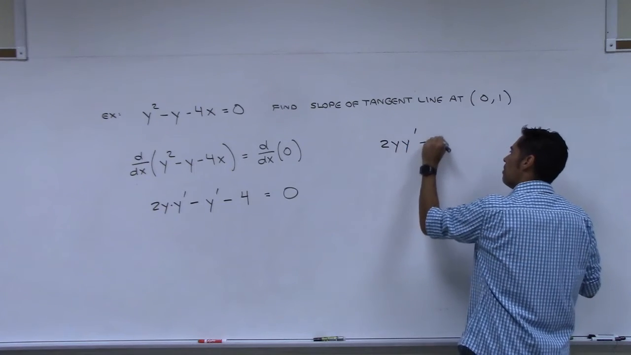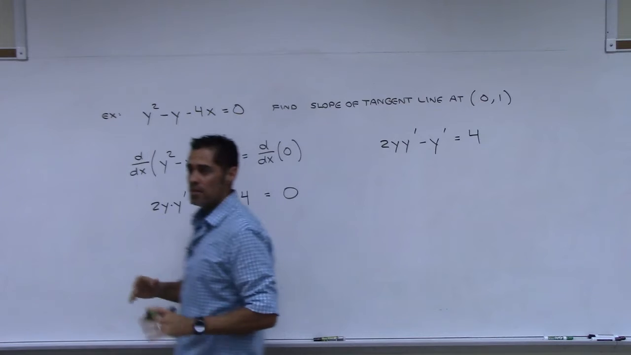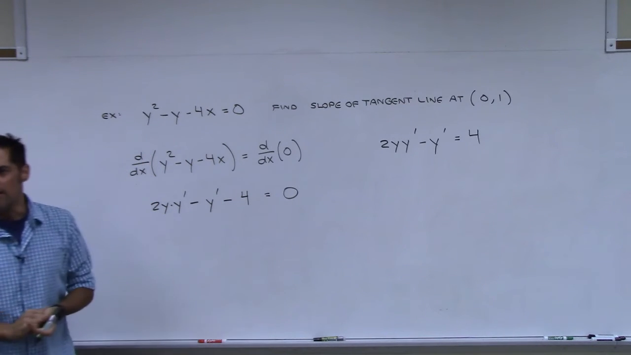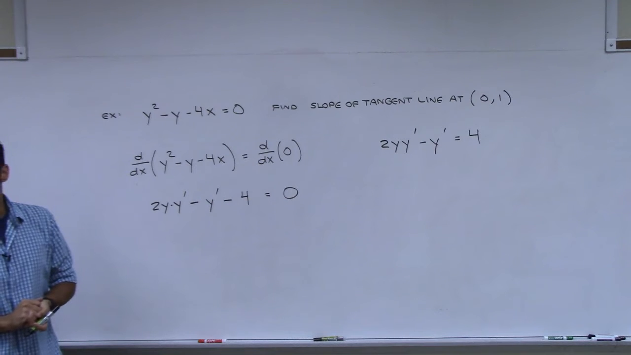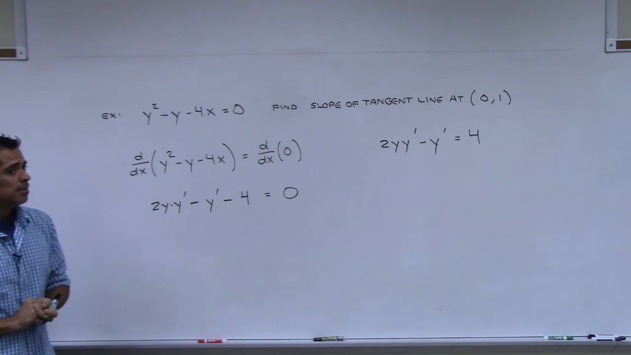Did you all catch what I'm saying there? Whenever you have multiple y primes, you isolate all the y primes on one side, and anything that doesn't have one on the other. Why do you think I did that? What can I do on the left-hand side right now? Not cancel them. You can do something with them, though.